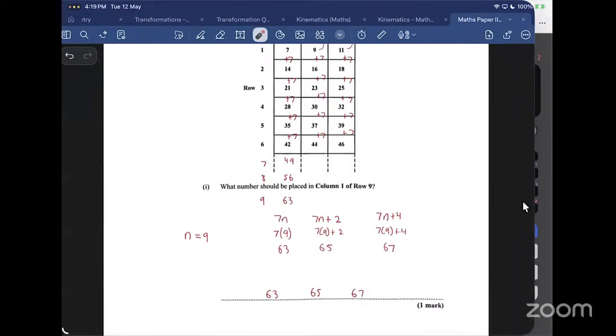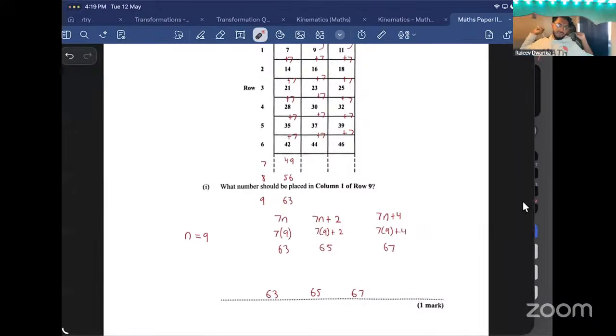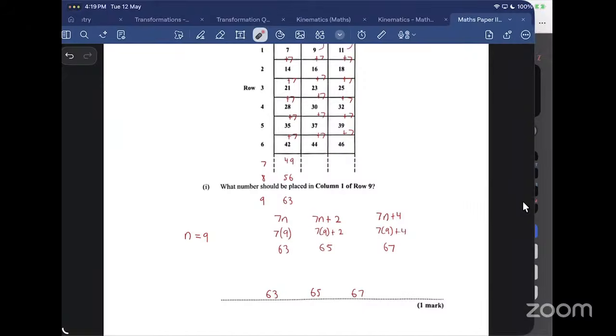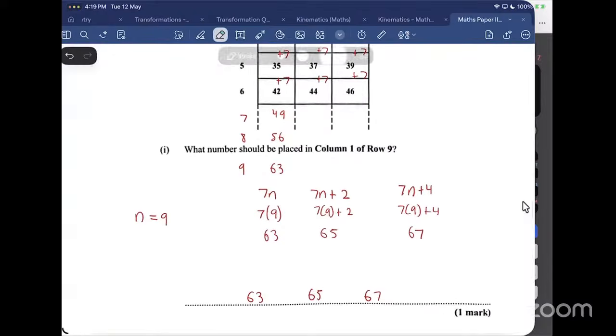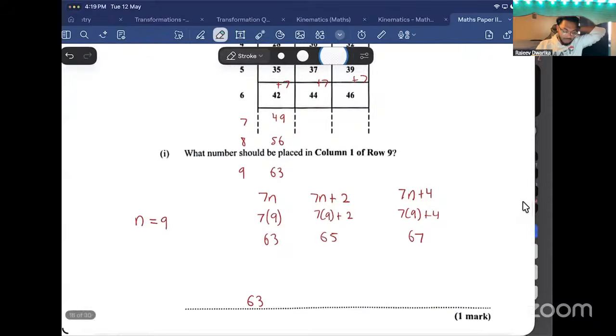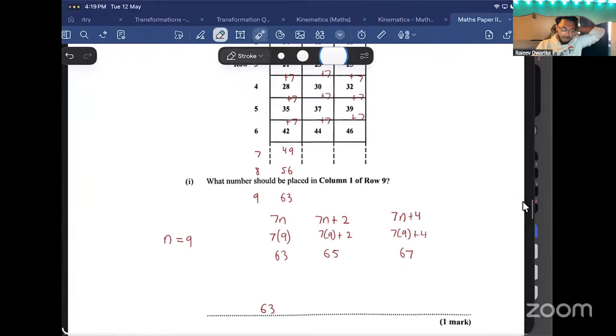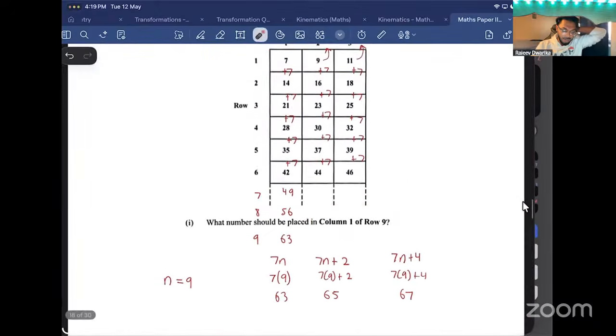How much of you guys saw that as patterns and sequences? Sir, to be honest, I never saw it. I just saw it was multiplying by 7 because I was doing my tables. They're asking for 63. They say column 1 of row 9.